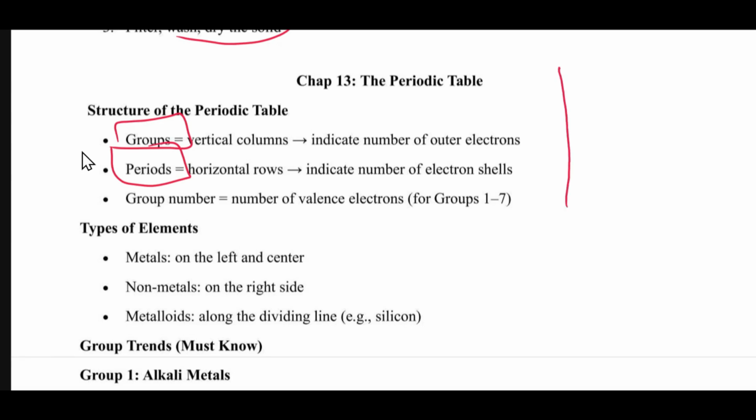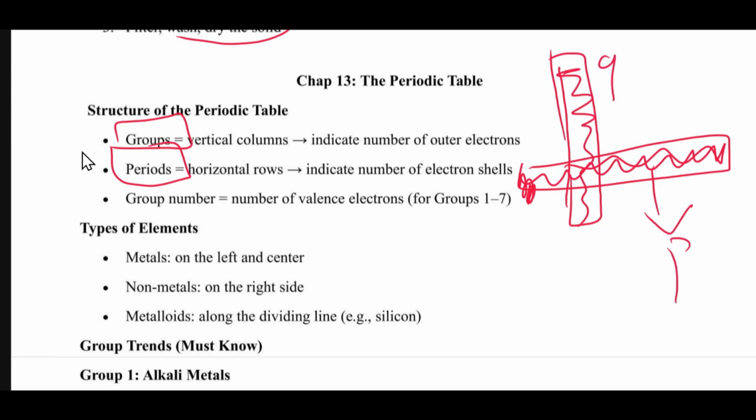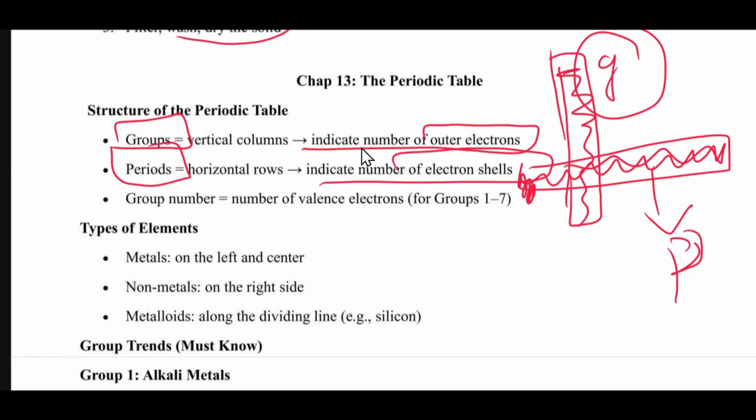So group is a vertical column. Most of the students get confused. They think this is a group, but this is not a group. This is actually the period, and this one is a group. Okay, so group is a vertical column and the horizontal rows are actually the periods. Group number always decides the oxidation state of an element. Also, it tells you the number of electrons in the outermost shell. If any element belongs to group 1, it means its outermost shell has only 1 electron. So group number indicates the number of outer shell electrons, whereas the period number will tell you the information related to electron shells, that is, how many electron shells are present in a particular element.